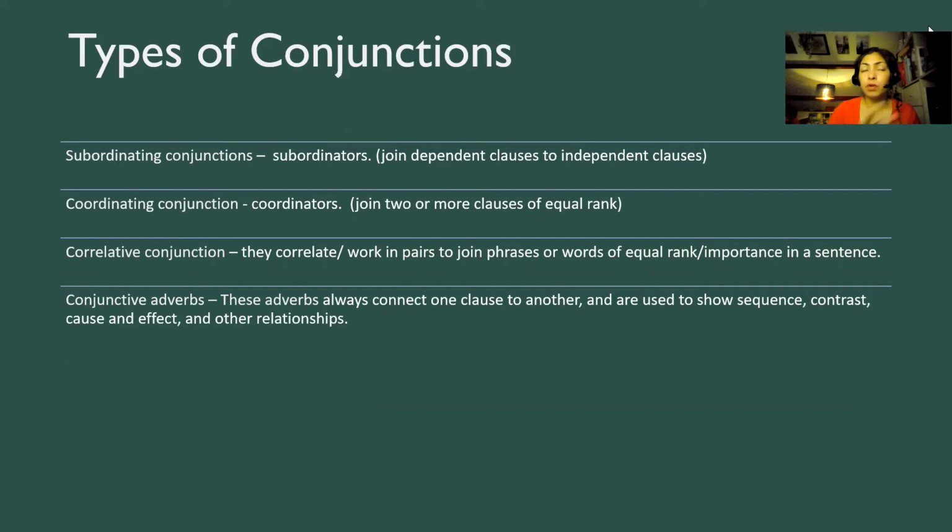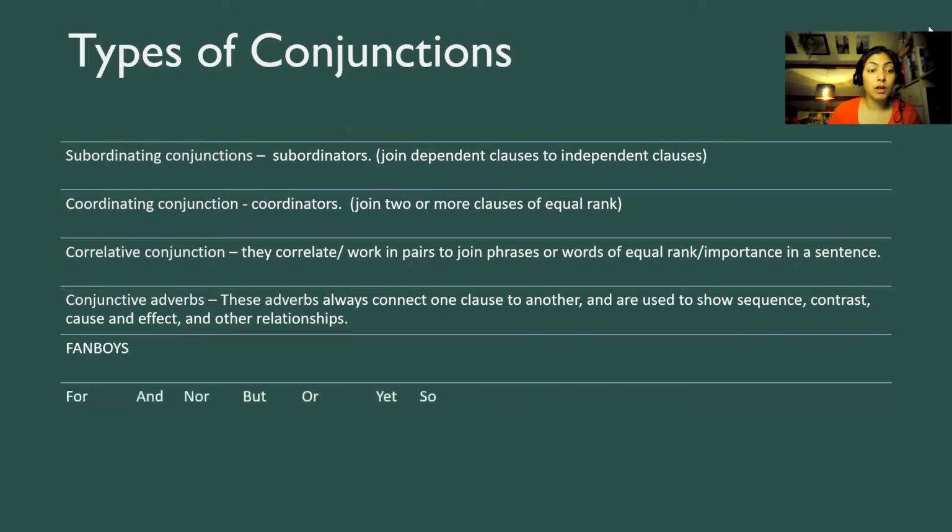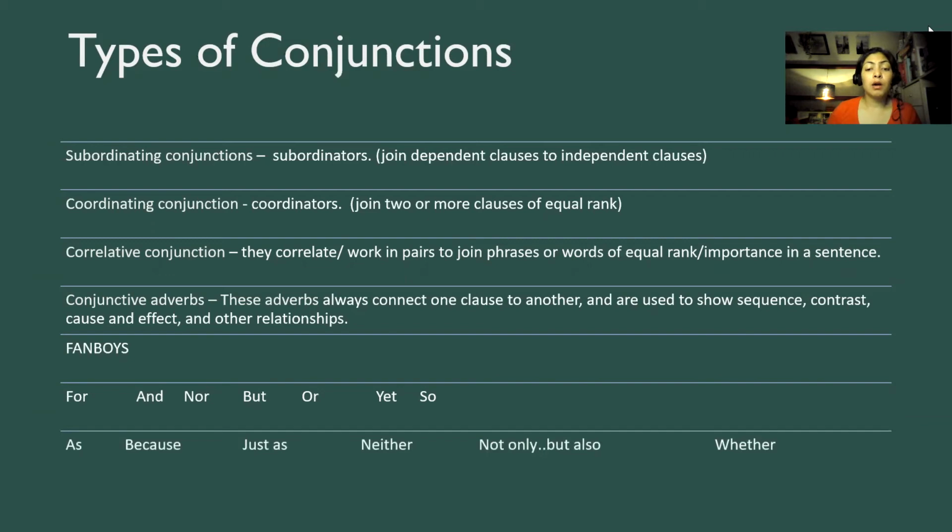Don't worry about this if you don't get everything in one go. I just want to tell you where this is all coming from. So the conjunctions that you could use to connect two independent clauses are the conjunctions FANBOYS. These are the coordinating conjunctions: for, and, nor, but, or, yet, so. And you could also use correlative conjunctions like not only, but also. This is a correlative conjunction. Or you could also use other conjunctions like as, because, just as, neither, whether.